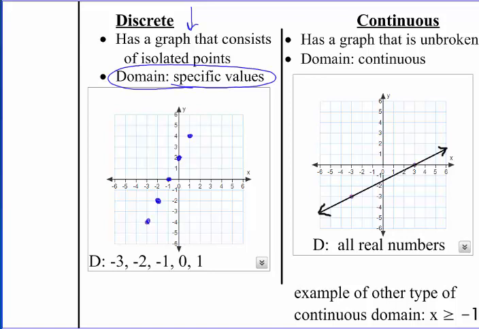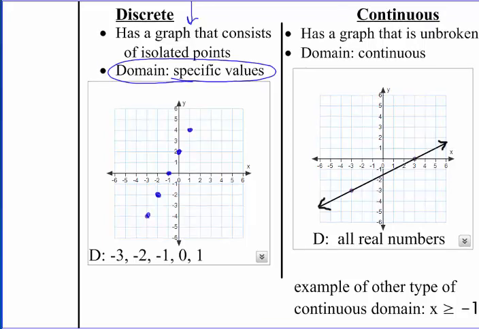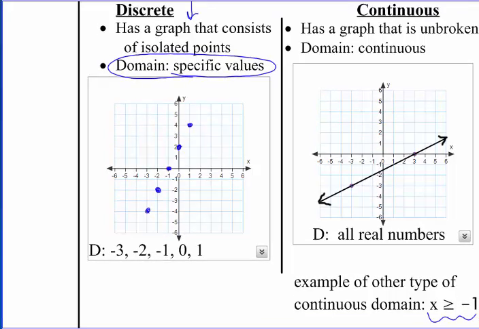With continuous, it has a graph that's unbroken. So there is a line that's drawn through. Your domain here is continuous. That means it includes all the fractions and decimals in between all the integers. So it would consist of all real numbers. Another example of a continuous domain would be restricted, but it starts at the -1, in this case down here, and it would keep going unbroken from there on, including all the fractions and decimals in between. So that's another example of a continuous graph.